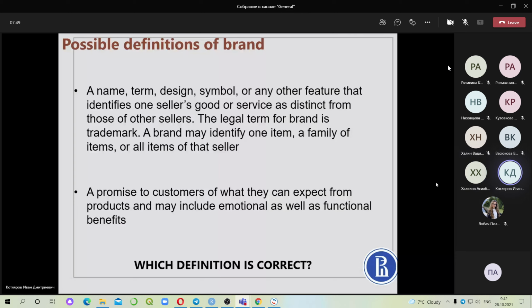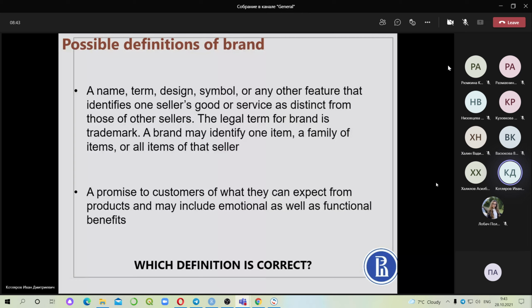So in this case, we have a name, a term, a design, a symbol, or more generally, any other feature that identifies one seller's good or service. And basically, it can identify the seller itself. This name, this design, etc., are necessary to differentiate between different sellers or between different goods and services. So technically it is a formal feature which creates a distinction between different companies, products and services. The legal term for brand in this understanding is trademark. So a trademark is a specific legal thing which helps us to differentiate between different companies.